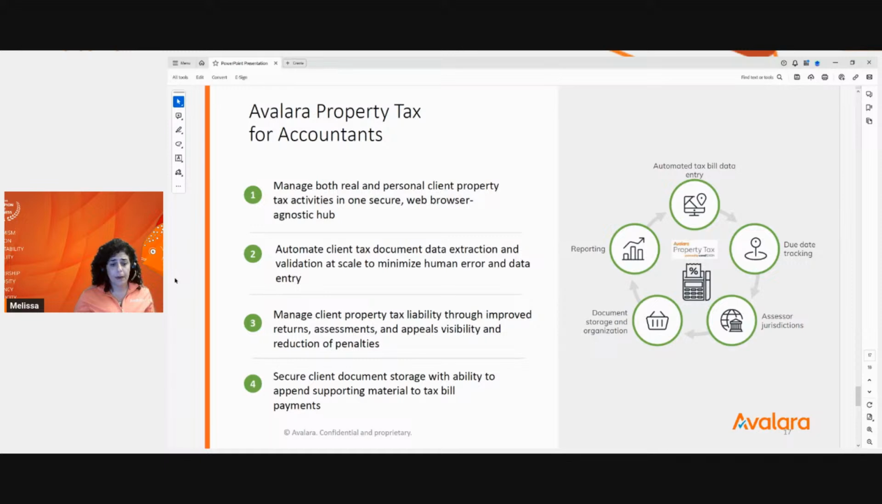And then secure document storage, and you can append supporting material to your tax bill payments. So again, that document, if you're like, wait a minute, what did we do last year? You just flip it in and pull up the document right from the application. You don't have to go looking through a share drive or going through 300 levels of folders, because I see you guys and you have a lot of folders.